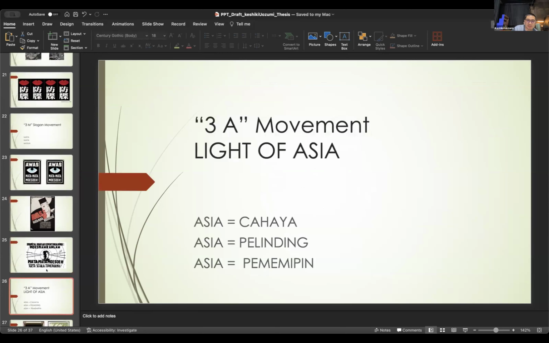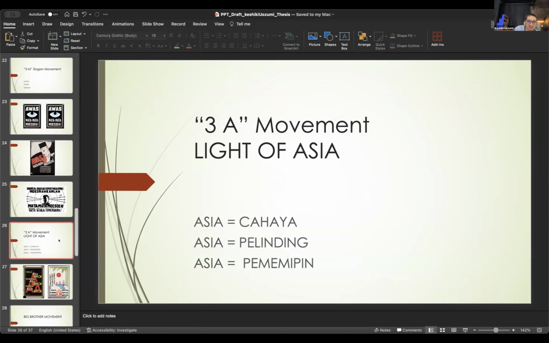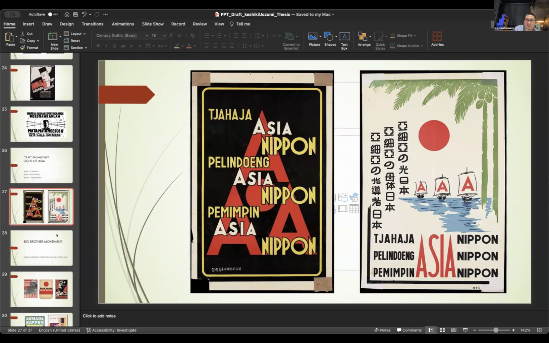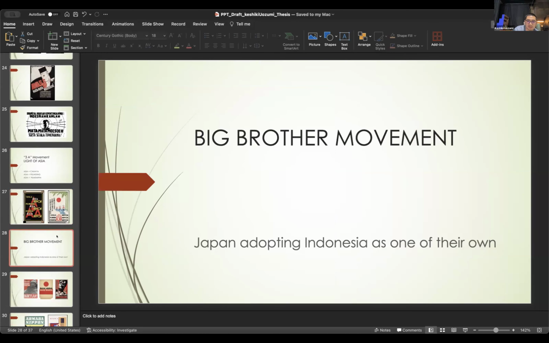Another movement of propaganda they made was the 3A movement, the Light of Asia. The three A's meaning Cahaya, Pelindung, dan Pemimpin. Light, protector, and leader of Asia. Japan made themselves as Indonesia's big brother, adopting them as one of their own to connect with the people and to support their ideas.